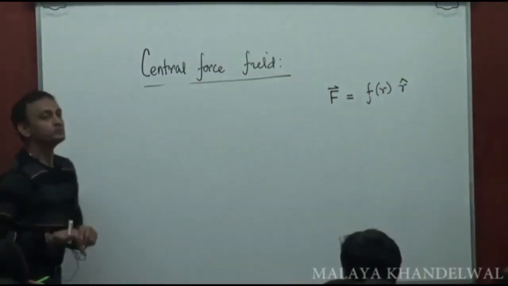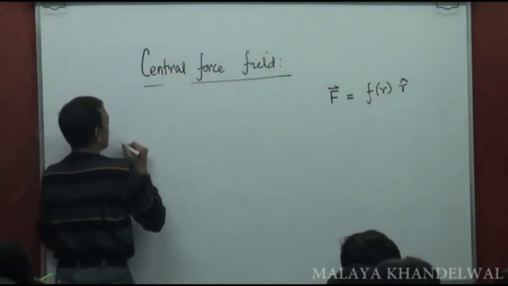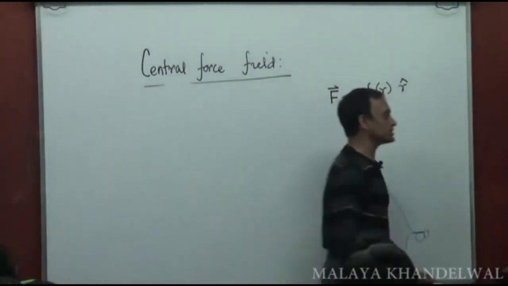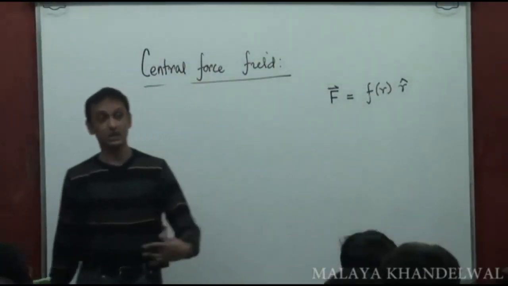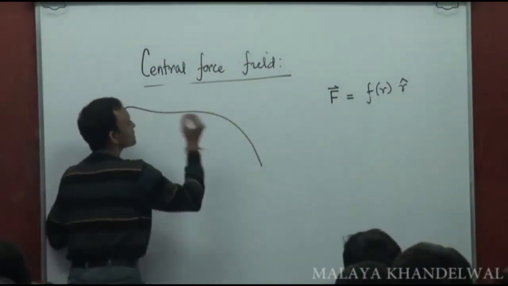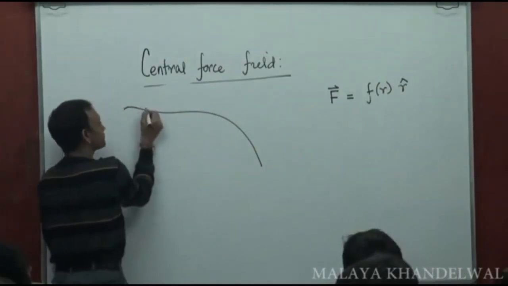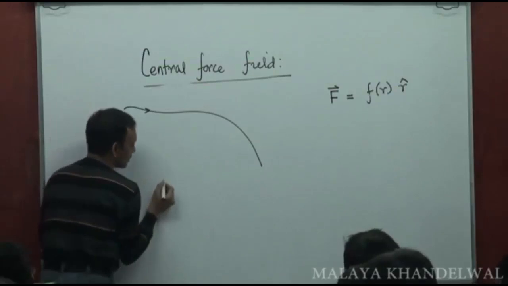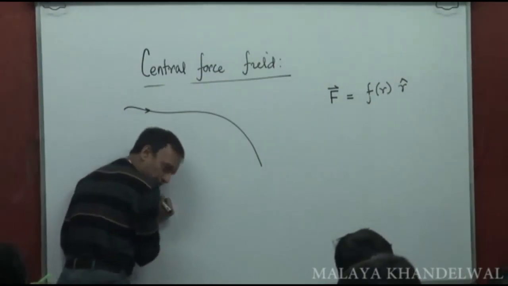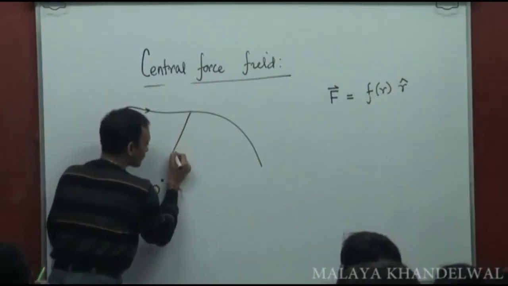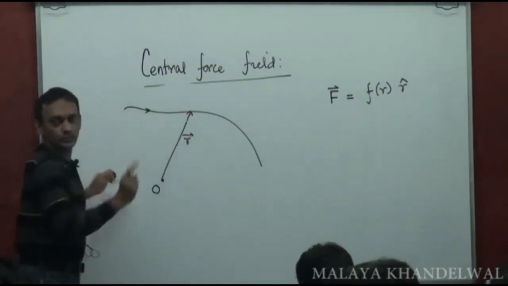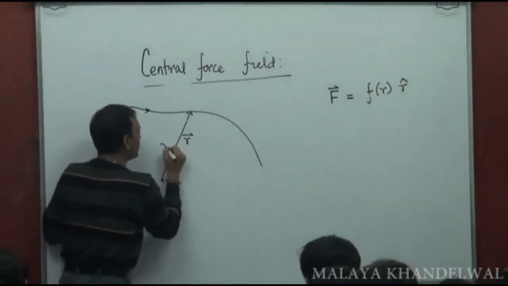Now, let's say there is a particle which is undertaking a certain trajectory in a central force field. This is the trajectory of a particle in a central force field. And this is the center of the force field, the center O, so to say. This would be the position vector r, whose magnitude is r.